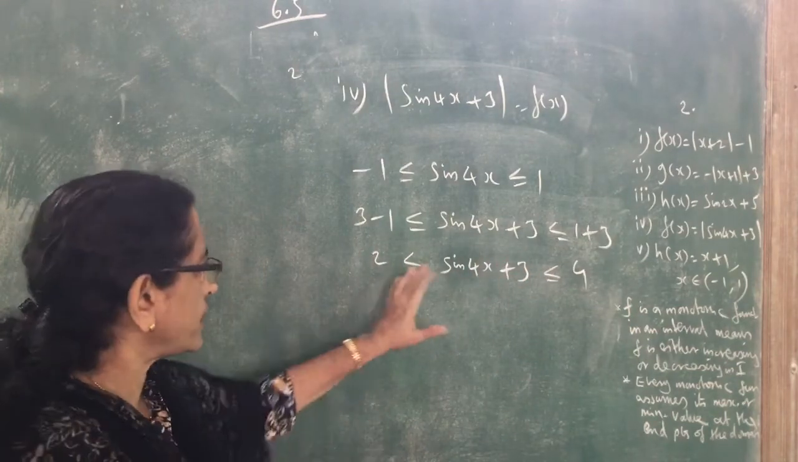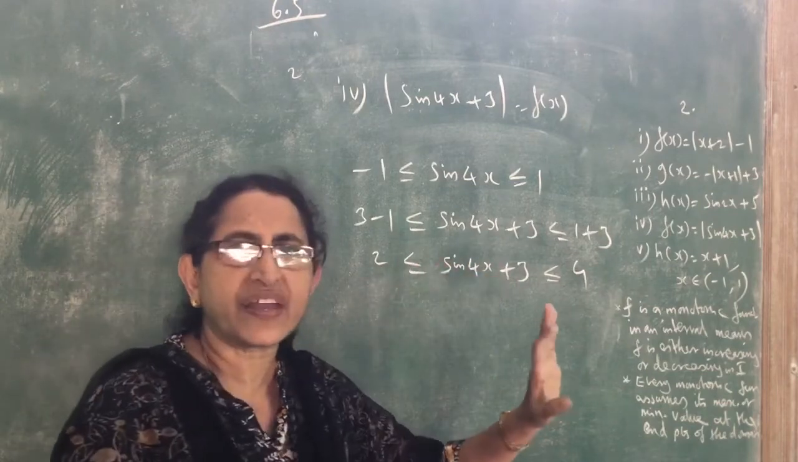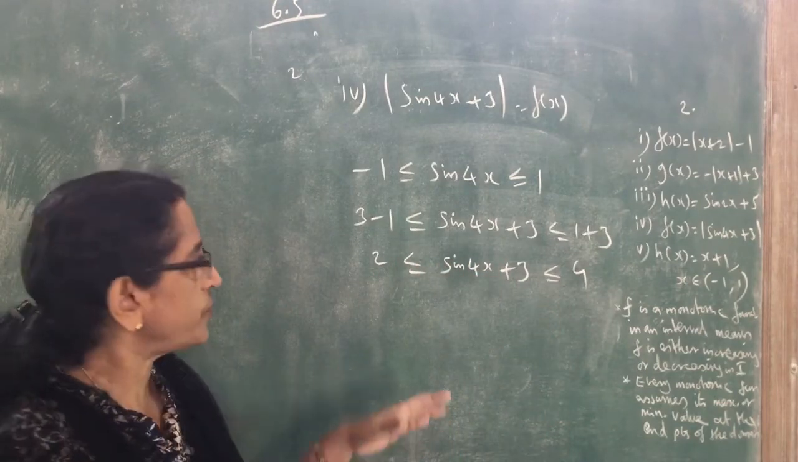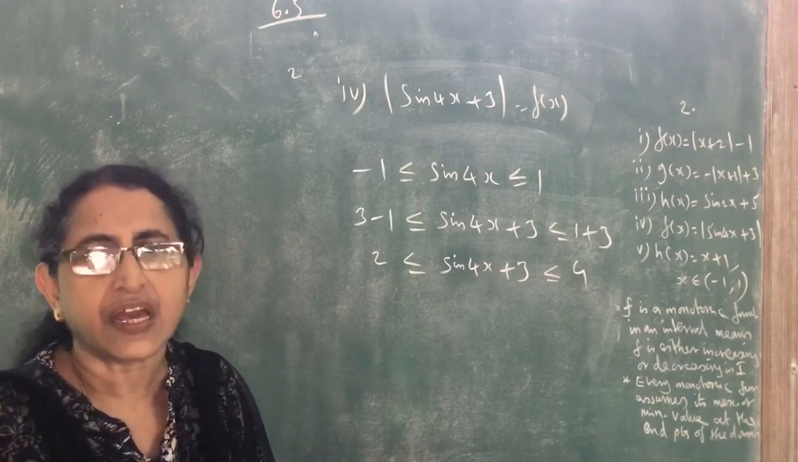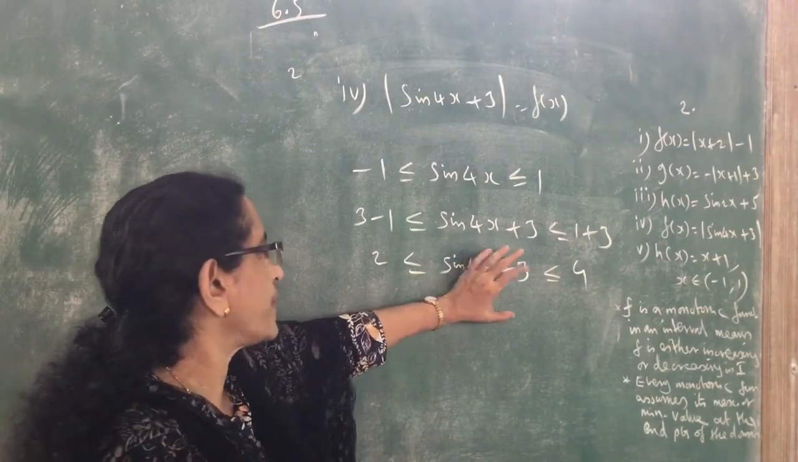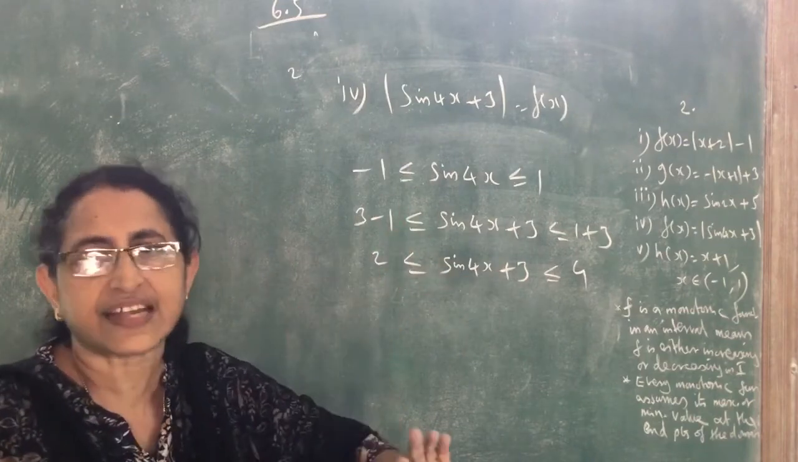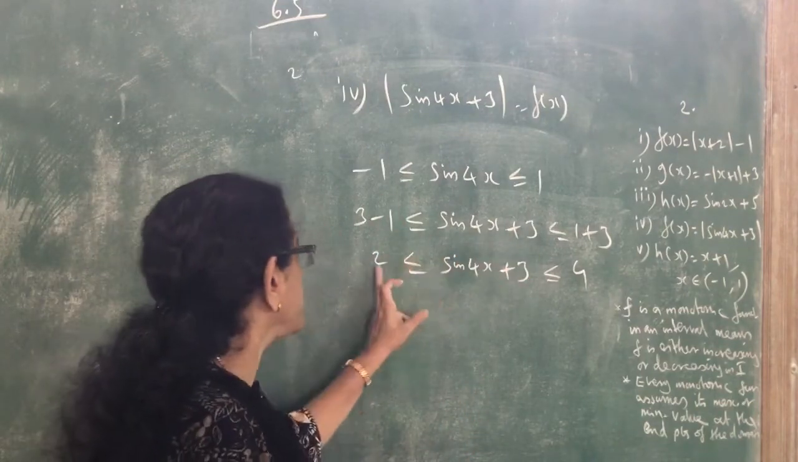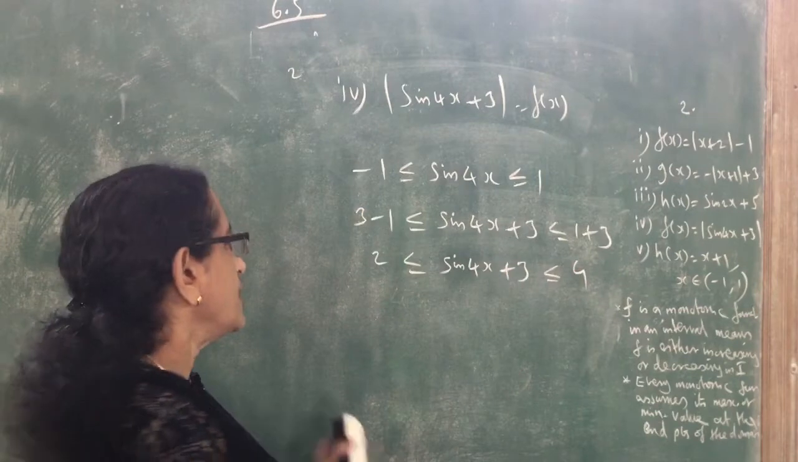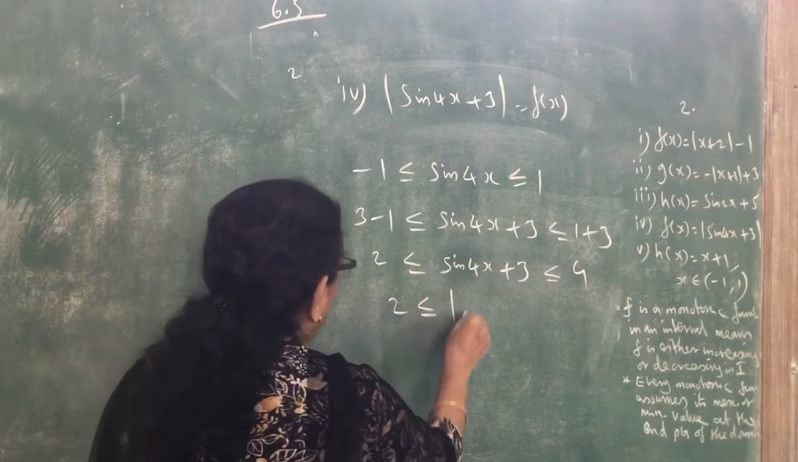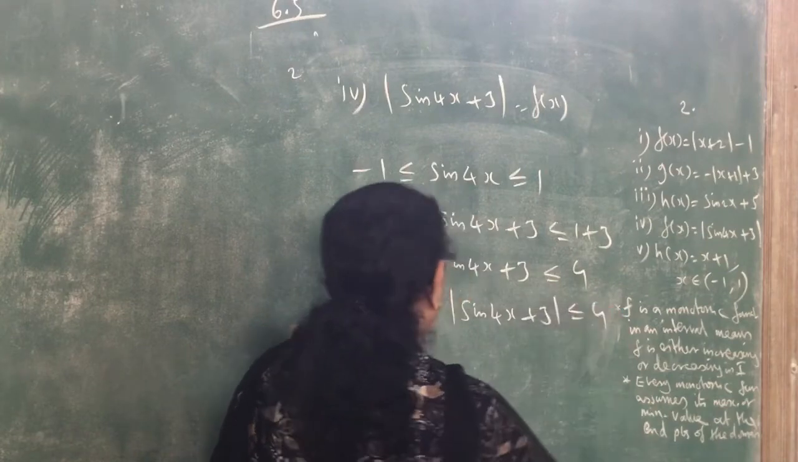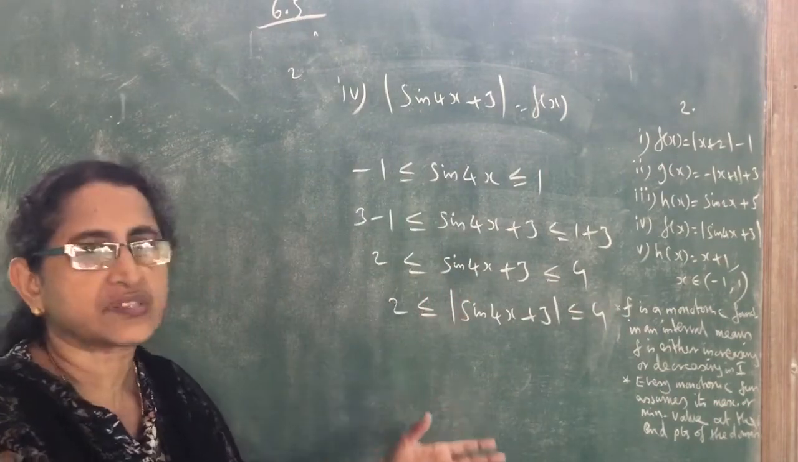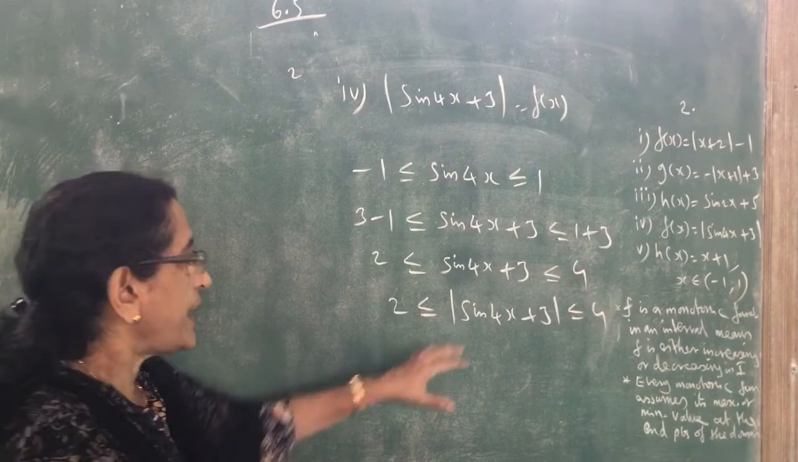So that means these are between 2 and 4, so these are all positive numbers. So instead of sine 4x plus 3, we can write modulus sine 4x plus 3, because modulus of sine 4x plus 3 is sine 4x plus 3 itself, because it is already positive. Between 2 and 4 means it is positive. So we can write 2 less than or equal to modulus sine 4x plus 3 less than or equal to 4. We can write modulus because it is already a positive number. Now what is this modulus?